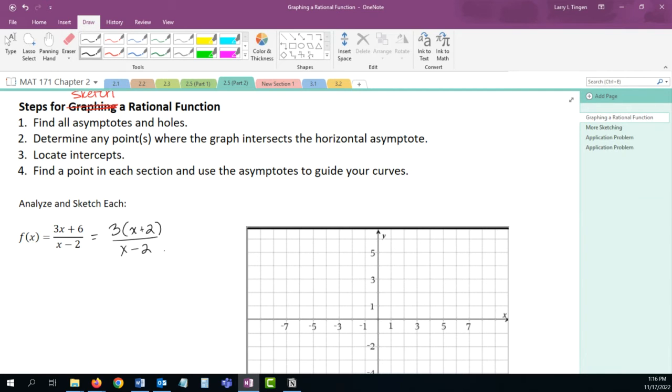It looks like there's something you can do there, but there's not. The top factors, but you cannot divide x plus 2 and x minus 2. Think about it. If x is nothing, you have 2 in the numerator and negative 2 in the denominator. You cannot divide those. Now you're thinking, oh, that's 2 and negative 2, it'll be the difference of a sign.